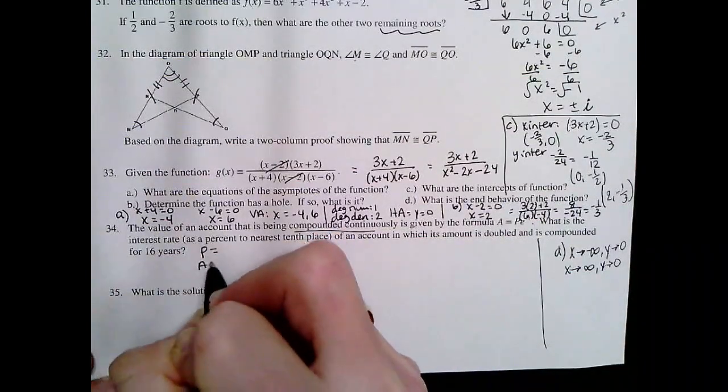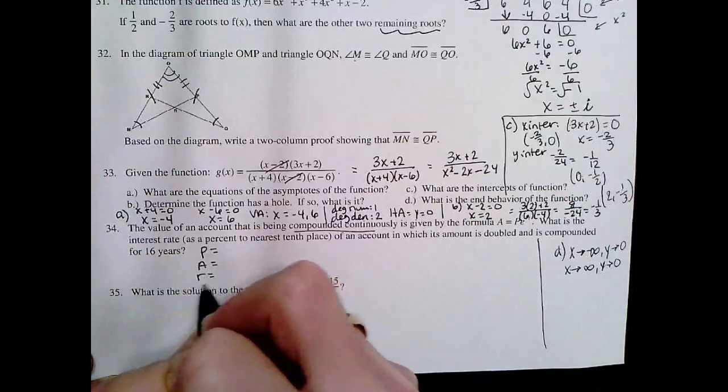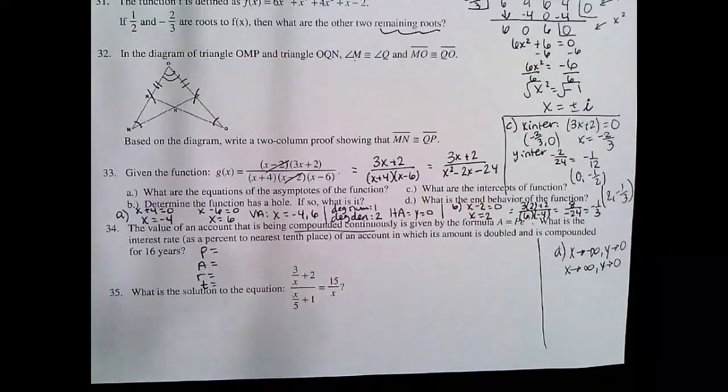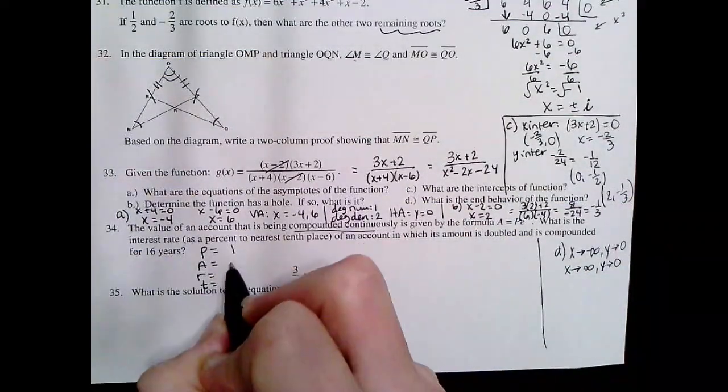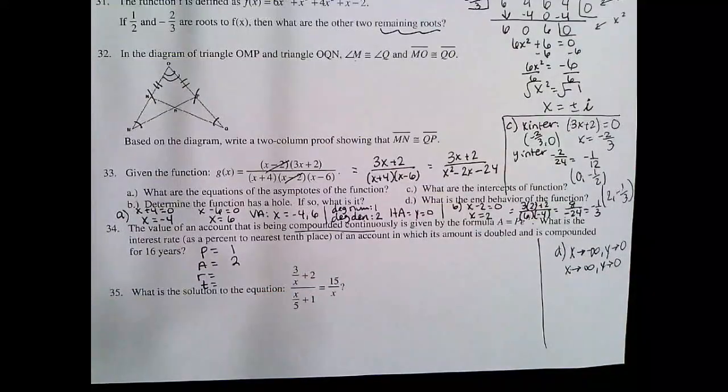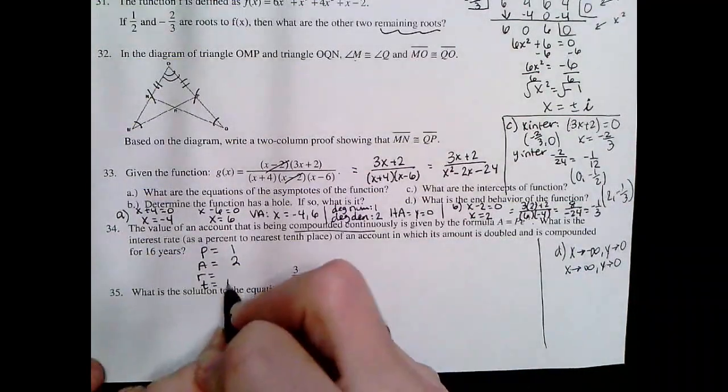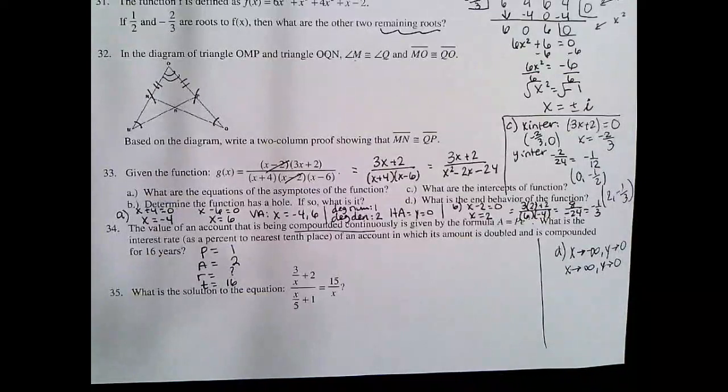So P, A, R, T. What does everything equal? P is 1, A is 2, since I want to double P, because I'm looking for a year, right? The interest amount in a year. And T, they give us 16 years, and R is what we're trying to figure out and solve.